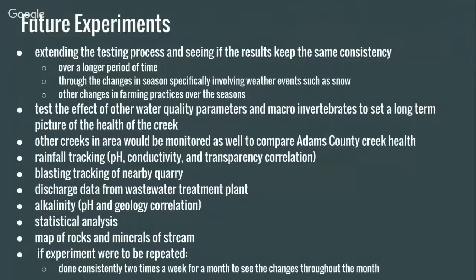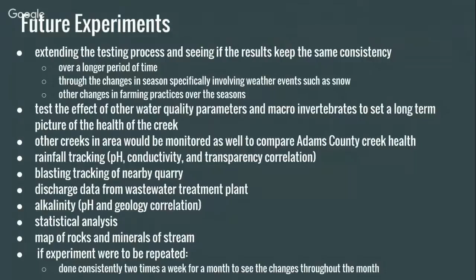Rainfall events would also be monitored and analyzed to determine if there is a correlation with the changes in pH, conductivity, and transparency. The wastewater treatment plant would be interviewed and a request for discharge and quality data would be made. Blasting times and locations from the nearby quarry would be requested, documented, and analyzed for correlation to trends or outliers in stream quality measurements. Statistical analysis such as t-tests would also be performed to look at outliers and accuracy.